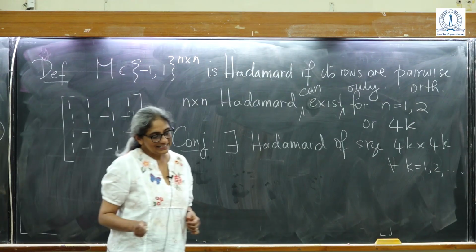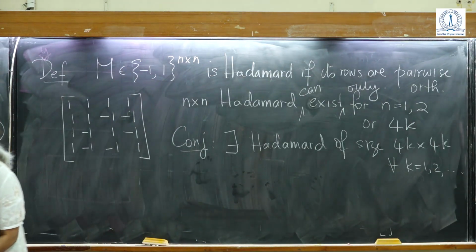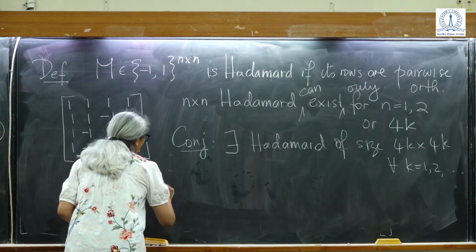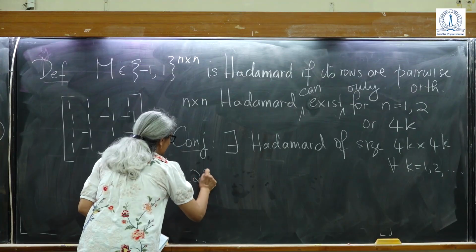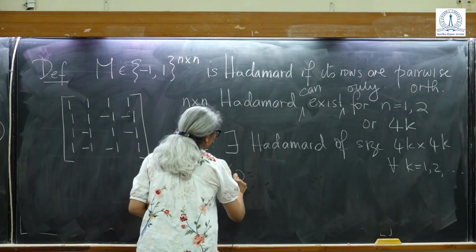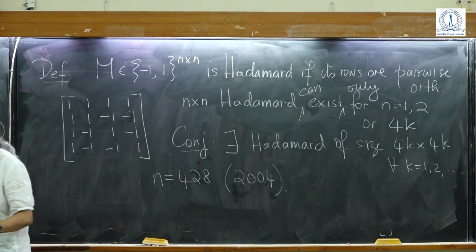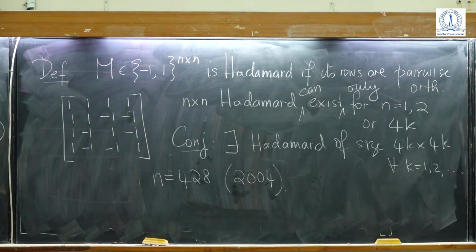And I don't know, people work on this. For example, it was shown for n equals 428 in 2004. There's a paper that shows there's one for 428, but we don't know if it exists for every value of 4k.